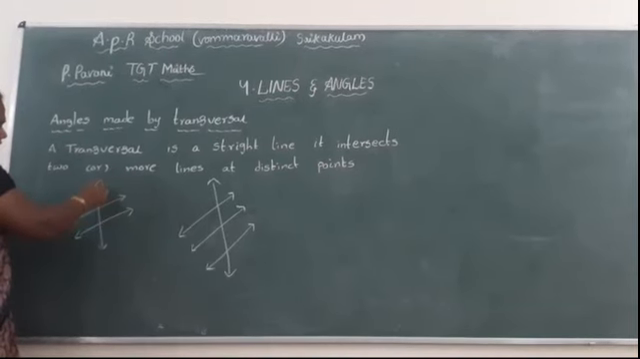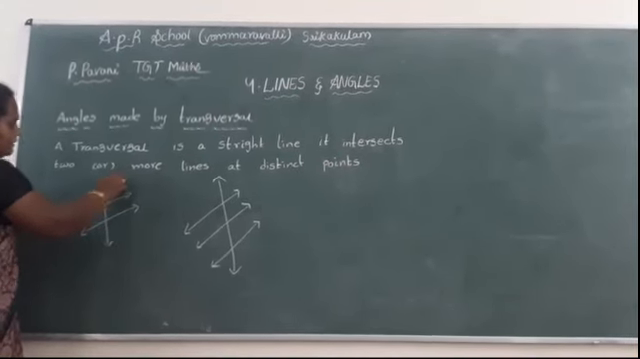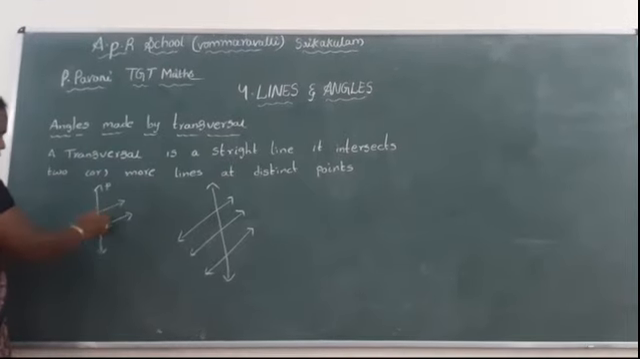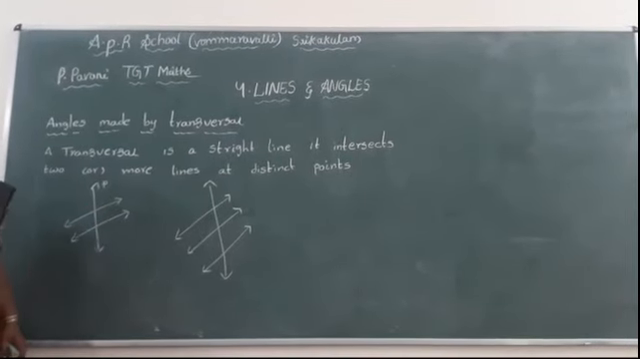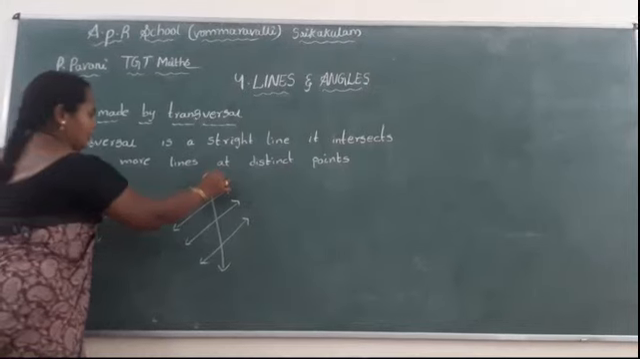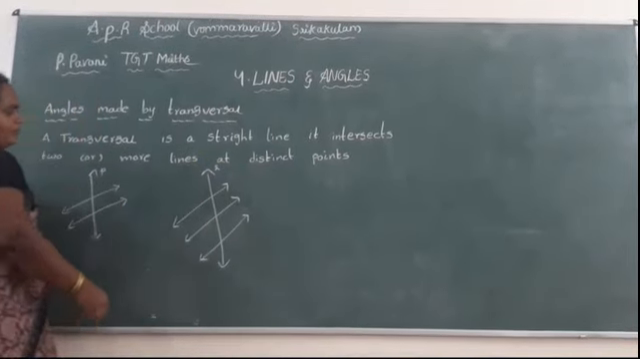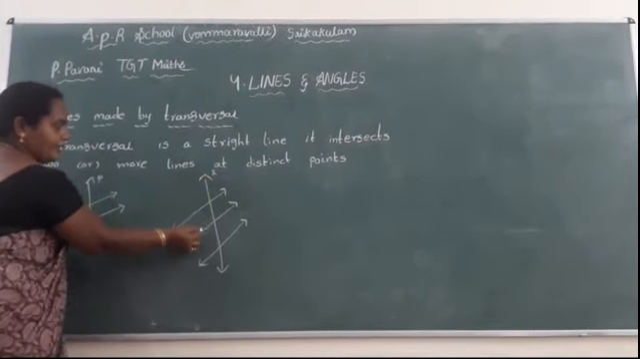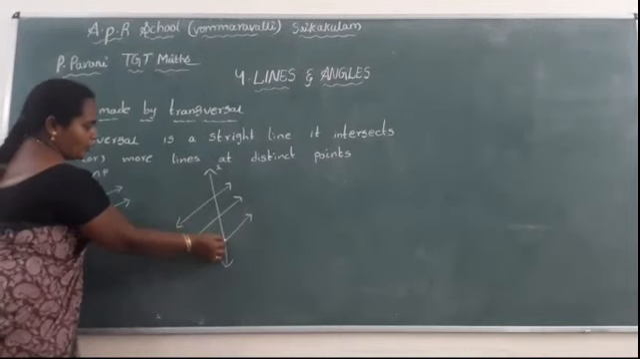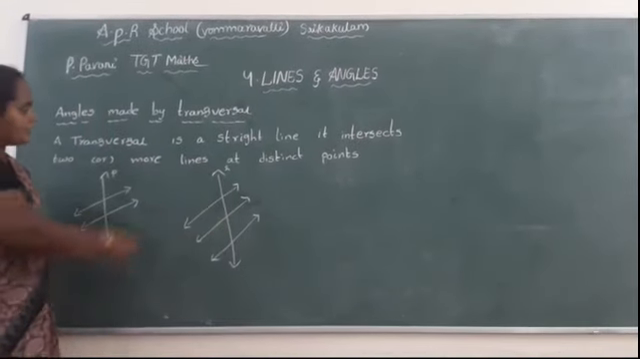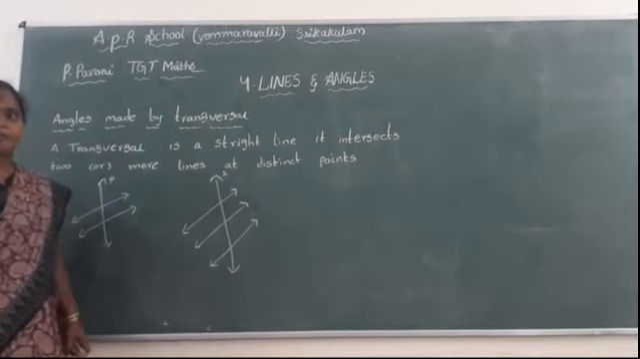Here B is a transversal. It intersects two distinct points. Here L is a transversal. It also intersects three lines at distinct points. It is called a transversal.